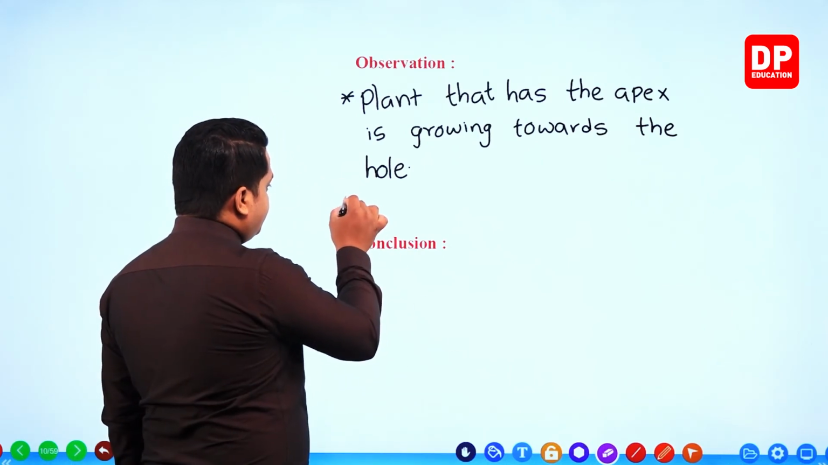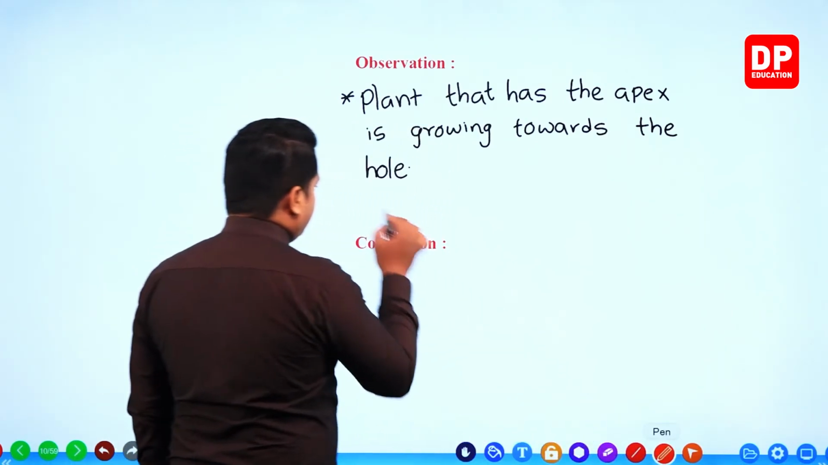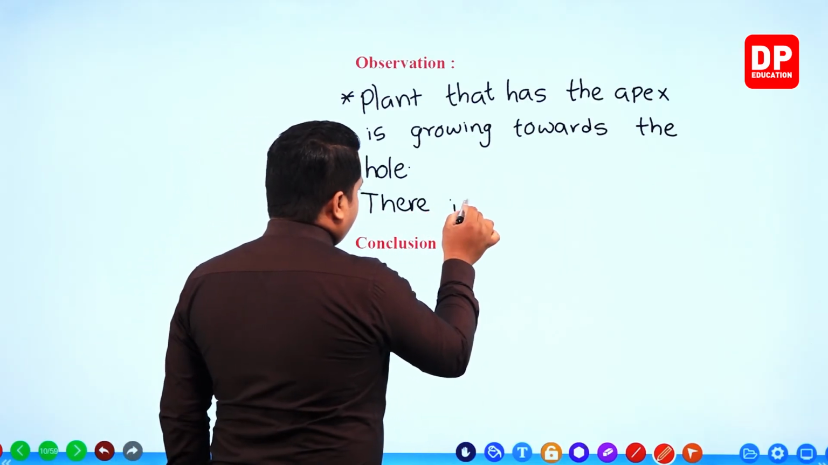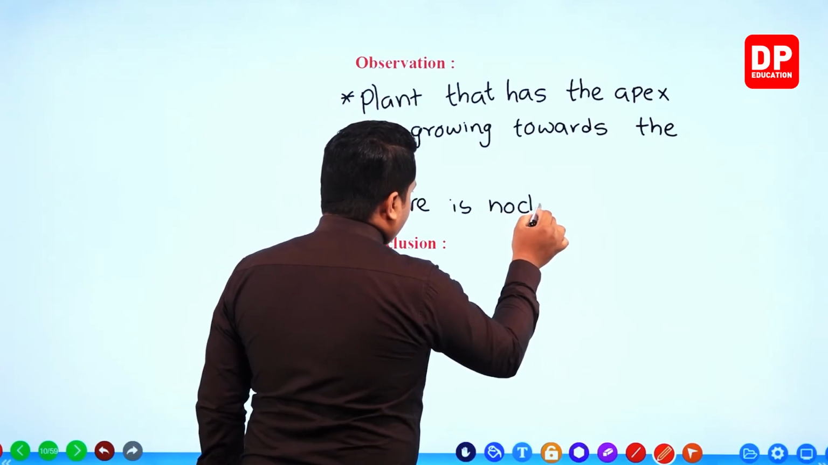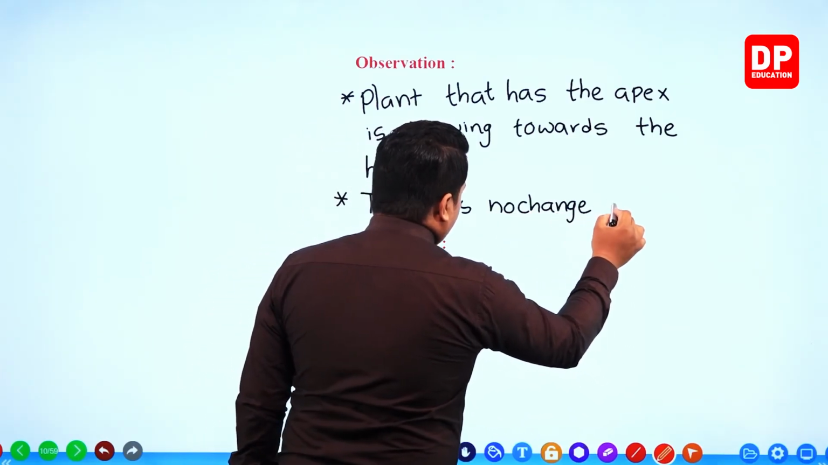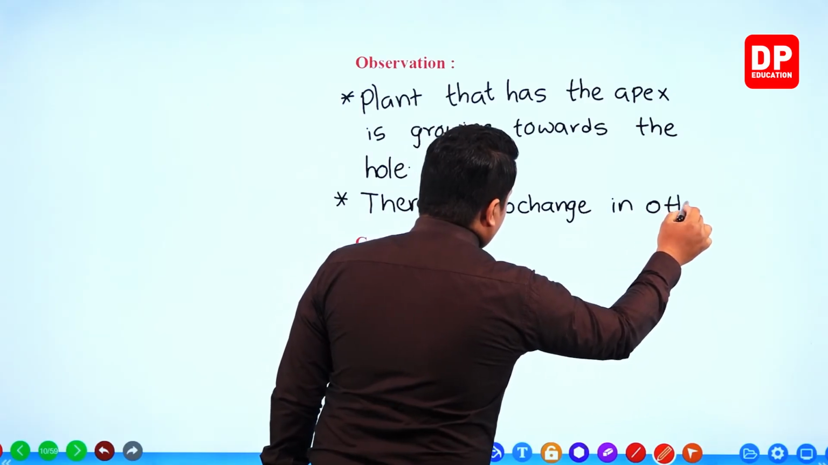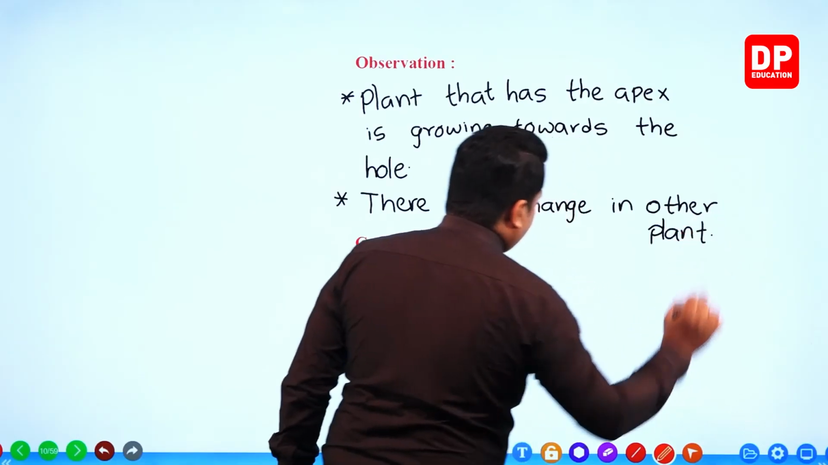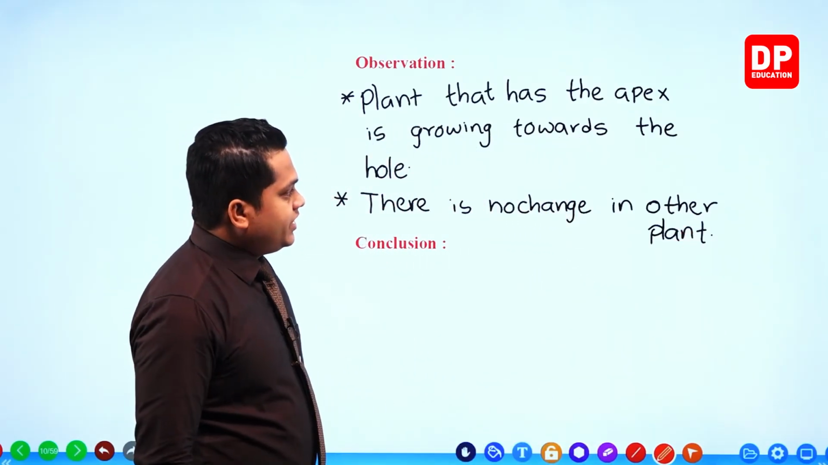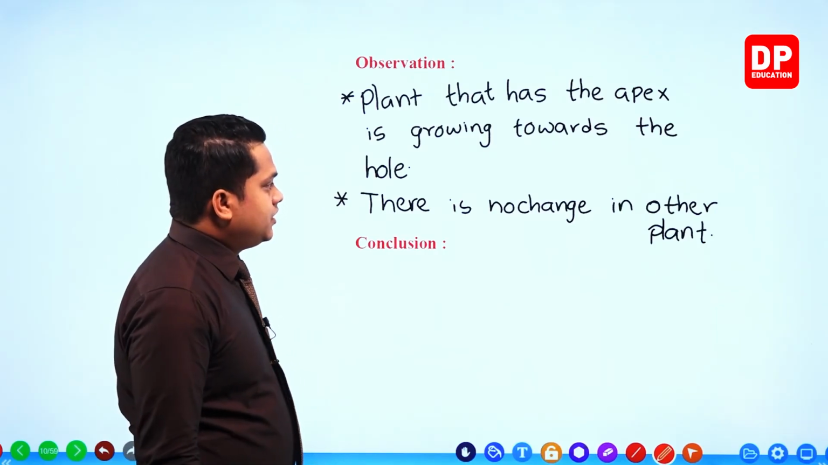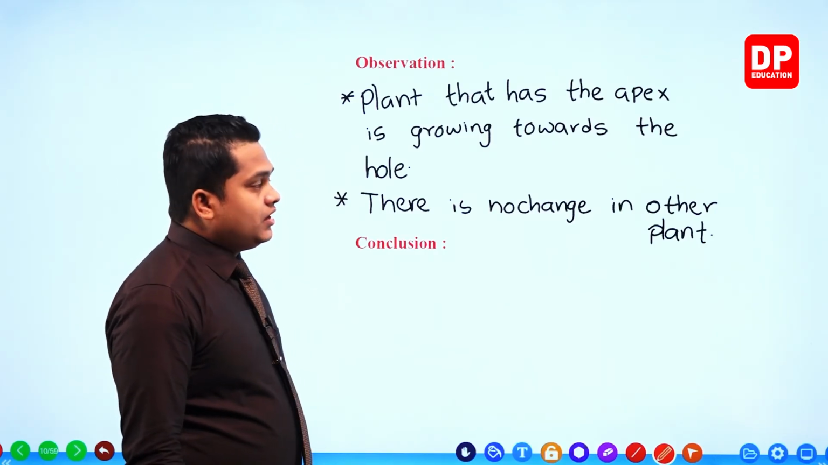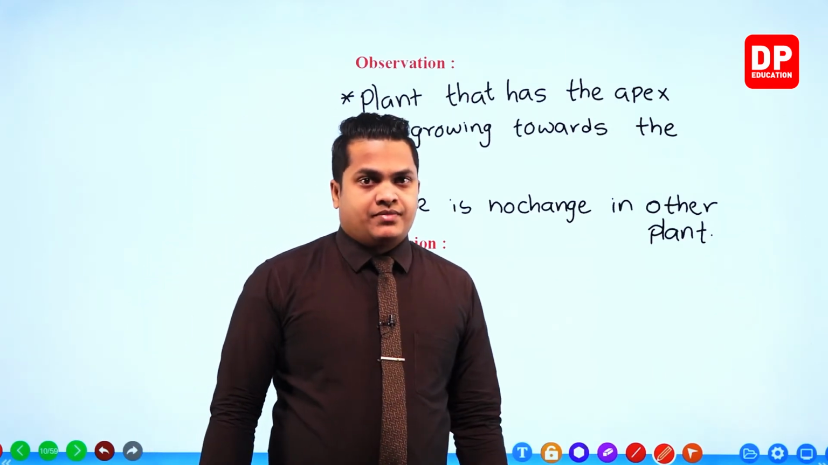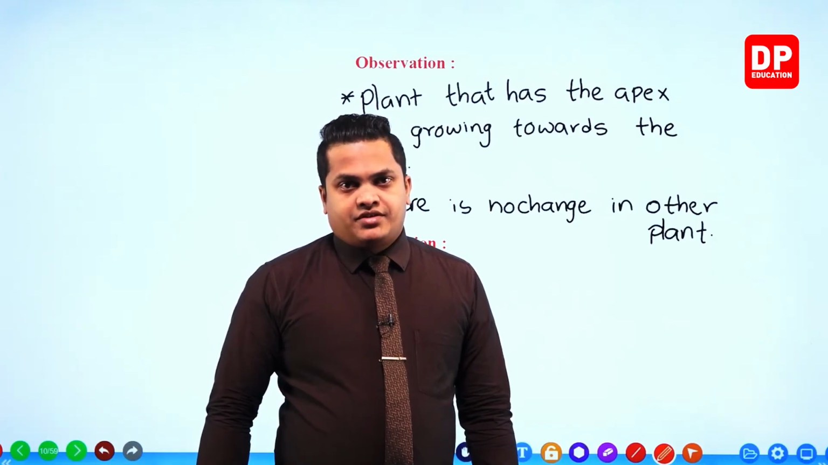But however, there is no change in the other plant. Right, there is no change in the other plant. So this is our observation. Now we'll write down the conclusion. So our conclusion is quite simple. What is the conclusion, my dear children?